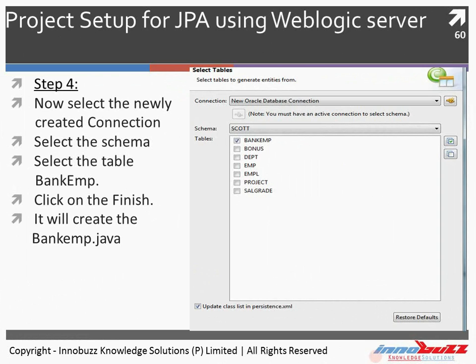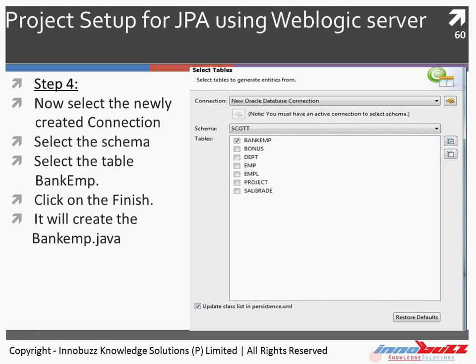In this case it will be the new Oracle database connection. And by selecting the schema for your database, here I've selected Scott. This is the database schema which I'm going to use in this demo, and it will list all the tables which have been created in the schema. So here bank emp is the table which we are going to use.